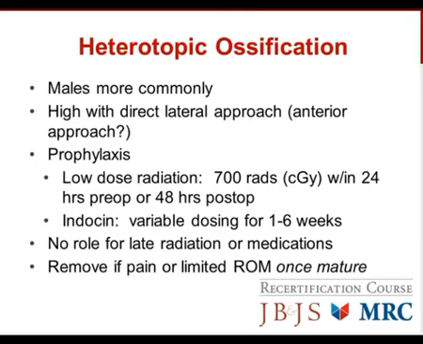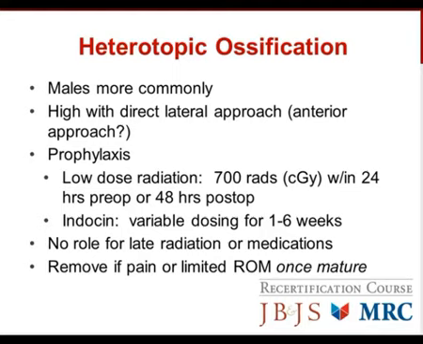You should understand prophylaxis for HO in patients undergoing total hip arthroplasty. It can be done with radiation. It's low-dose radiation, 700 rads, either within 24 hours prior to surgery or within the 48 hours after the operation. Indocin or other NSAIDs have also been used as a way to prophylax against heterotopic ossification. The literature has variable dosing methods. In general, you want to continue Indocin or other similar NSAID for 1 to 6 weeks after surgery.